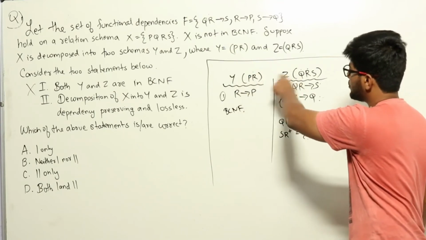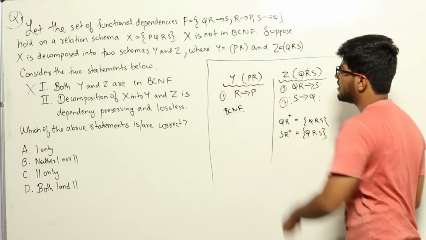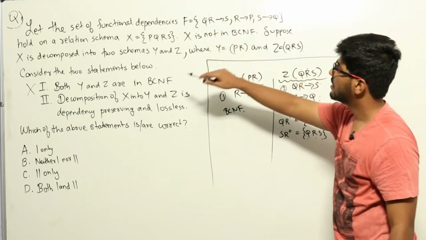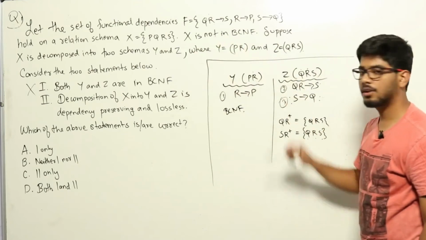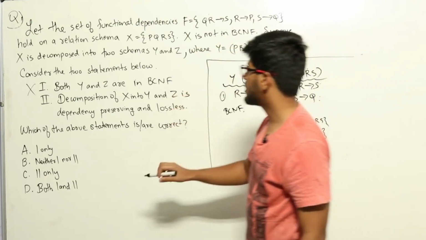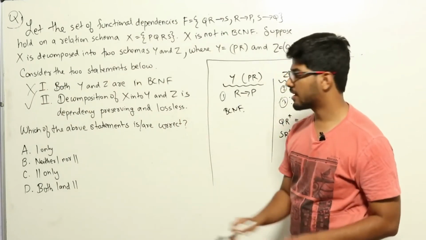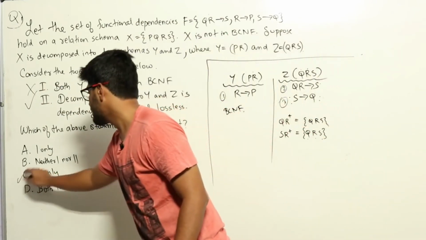R is the common attribute, that is a primary key in schema Y, meaning when we are combining Y and Z together in order to get back the initial schema X, that will be lossless as well. So statement 2, decomposition of X into Y and Z is dependency preserving and lossless, is correct. Looking at the options, that is option C, 2 only.